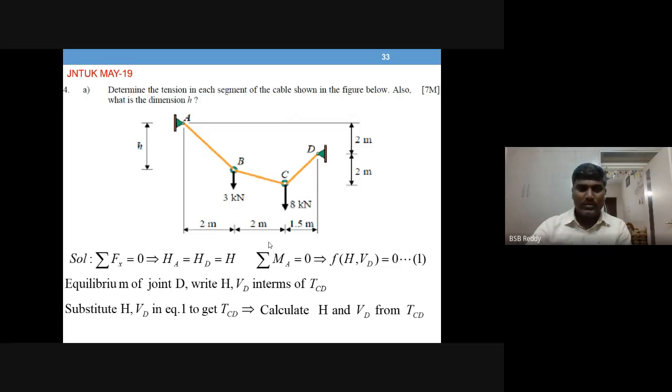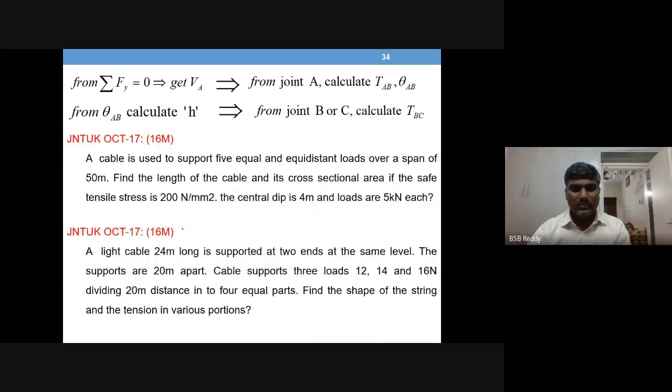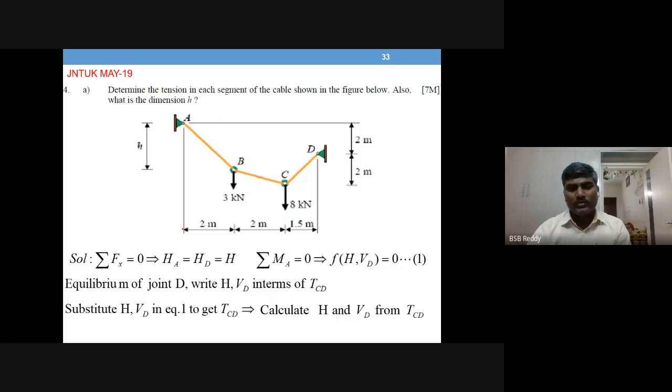Welcome back to this session on cables subjected to point loads. Last session I told you to practice this problem and also other problems like these two. Let's try this one, which is of JNTU KMI 19. Check your solution, and see how we get the solution if you follow this step-by-step procedure.